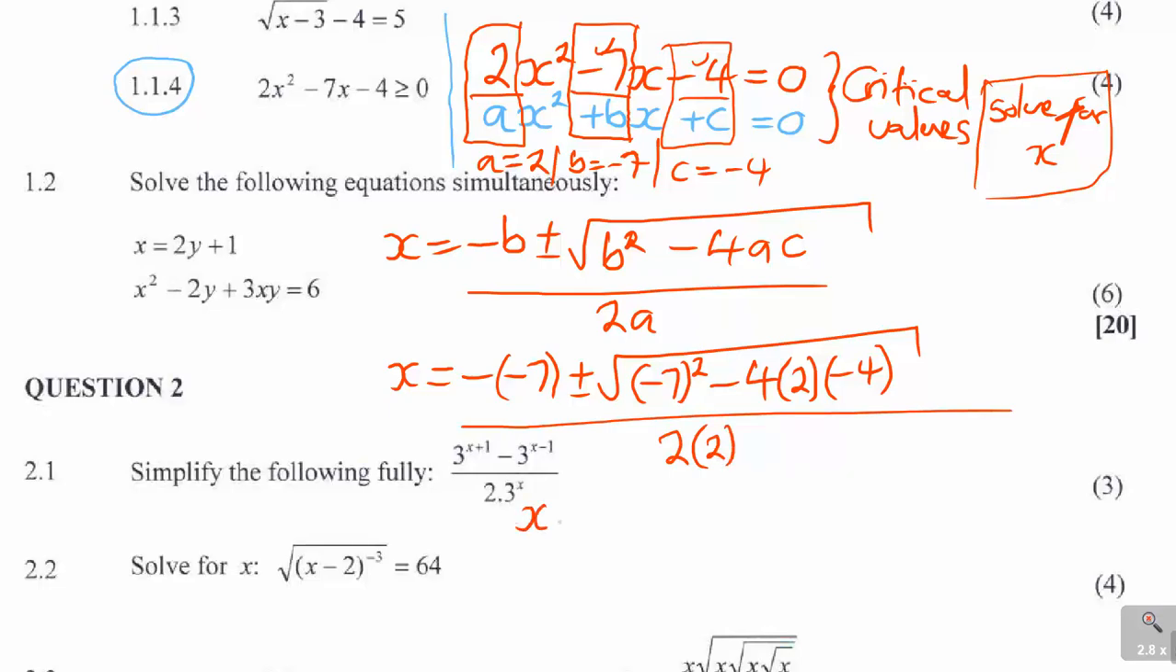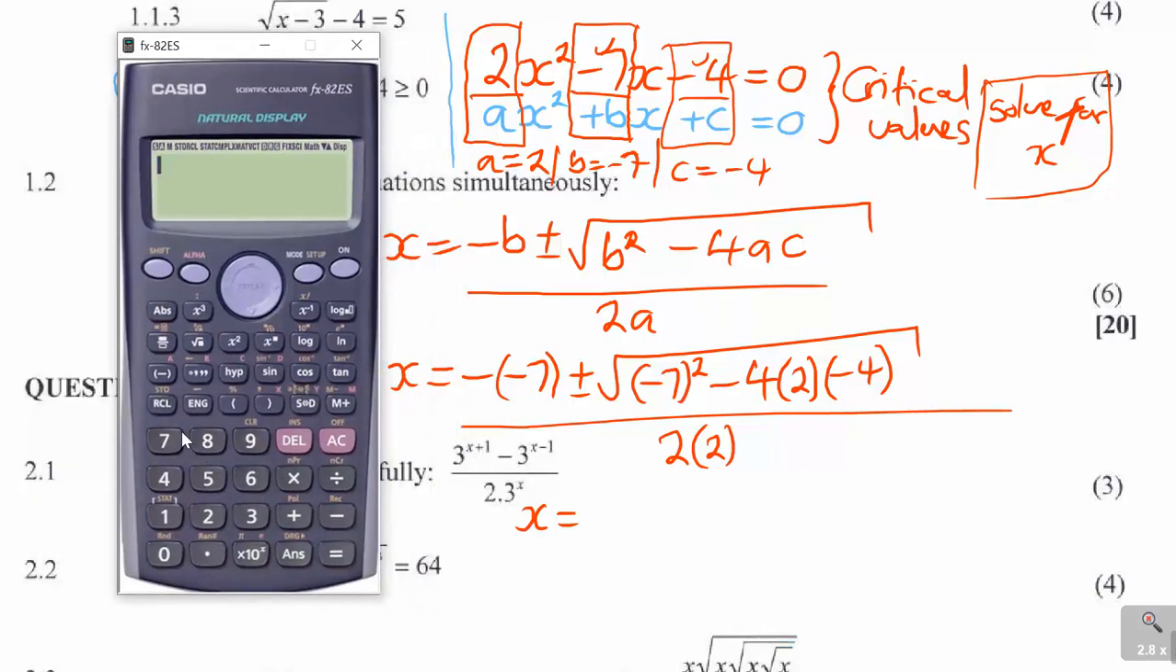So it will give us two values of x, which we call the critical values. So when you do that, you will have negative bracket, negative 7. We start with a positive, plus square root of bracket, negative 7 squared, minus 4, my a is 2, and my c is negative 4. And this is all over 2 into 2. So that's what we have. And you can see the first answer is x is equal to 4. And then we play back with the negative. So x is equal to 4 and x is equal to negative half.